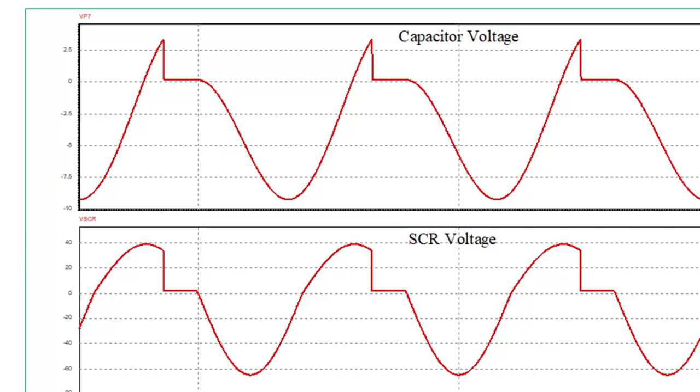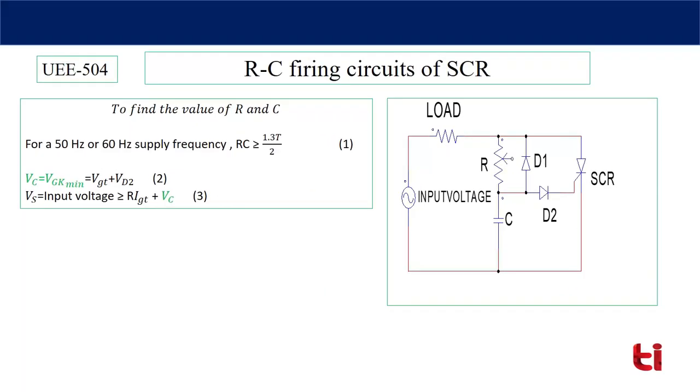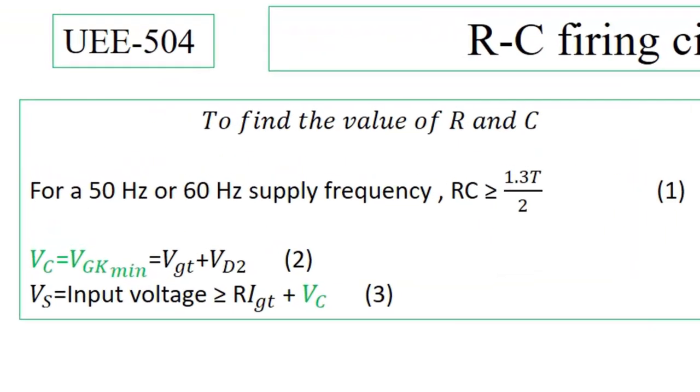If R is large, then the capacitor will take more time to charge. The time constant of the capacitor, RC, will increase. If the time constant increases, then the capacitor charges slowly. So the capacitor will achieve the minimum gate to cathode voltage at a later angle, or after more delay time. Generally, the time constant of the circuit is greater than or equal to 1.65 times the time period, and the time period is 1 by frequency.